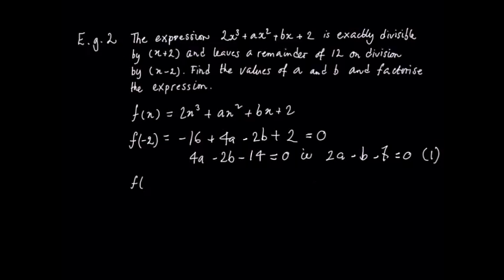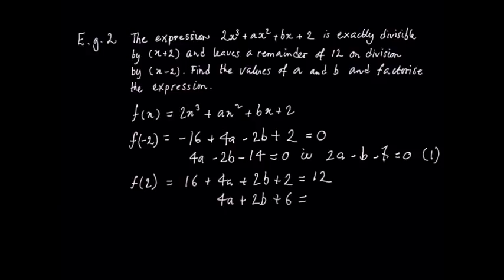Then we'll find f of 2. So that's going to equal 16 plus 4a plus 2b plus 2. And we know the expression has a remainder of 12 when it's divided by x minus 2. So this is going to equal 12. So 4a plus 2b plus 6 is equal to 0. That is 2a plus b plus 3 equals 0. And we'll label that as equation 2.